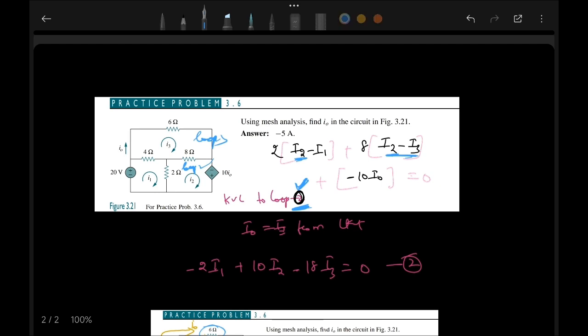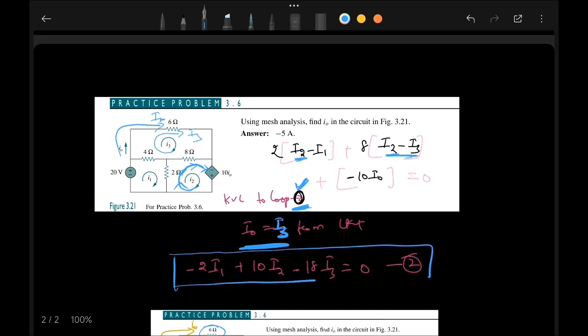Last one: there is a dependent voltage source here, the diamond source. How to identify the polarity? As I told you earlier, the arrow mark first touches the minus sign, so it is minus 10 I0. But what is I0? I0 is the current flowing in the 6 ohms, which is I3. That's why I0 equals I3. If you substitute, I get minus 2I1 plus 10I2 minus 18I3 equal to 0.